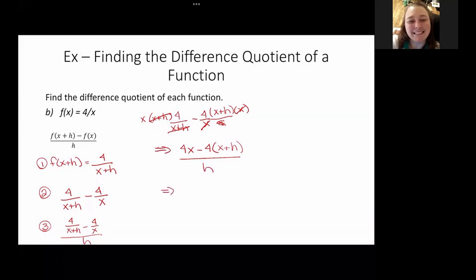Oh, let's see what that looks like. So 4x minus 4x minus 4h. We're going to distribute that all over h. Well, we have a plus 4x and a minus 4x, so those go away. So we end up with a minus 4h over h. So my answer is actually going to be minus 4. Step by step, baby steps. Okay.